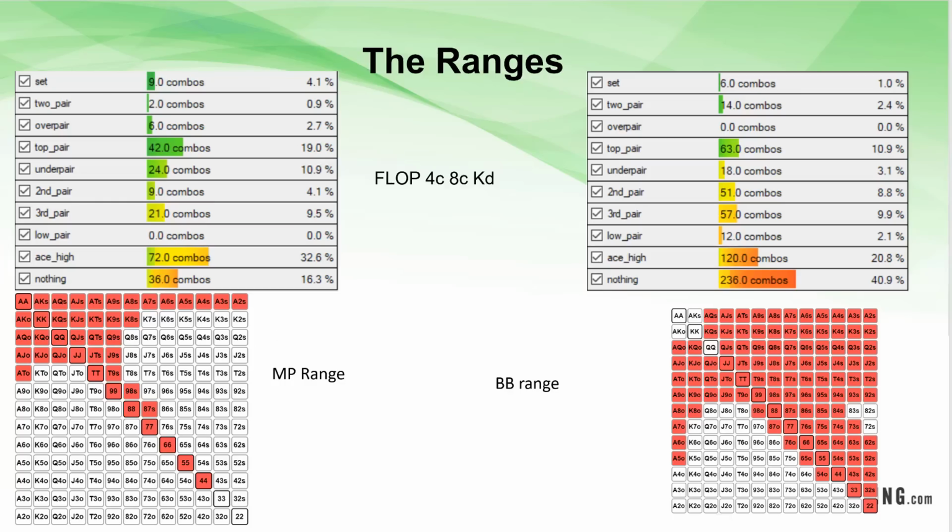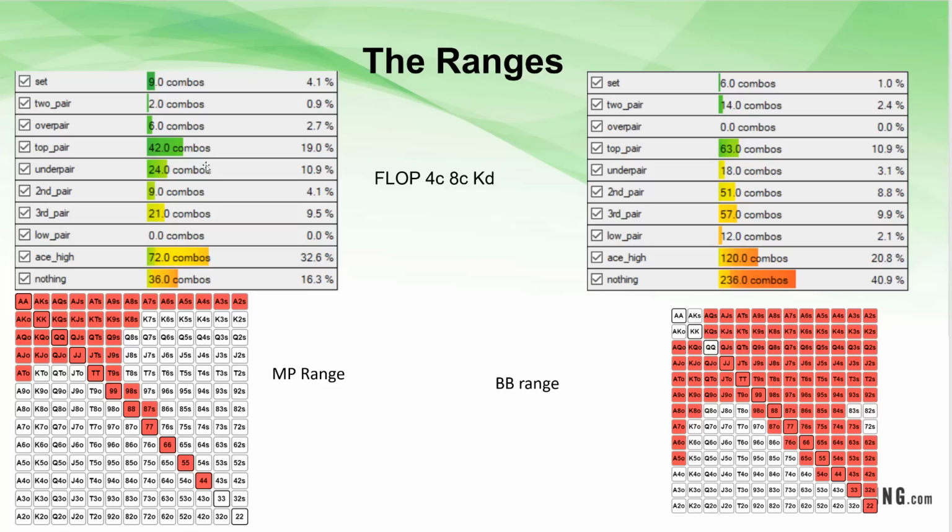So we got the middle position range here, and the key points to take away here were middle position had a big set advantage. Even though he only has 3 more combos of sets, he has 4 times as many sets as the in position player as a proportion of his range. So he has a set 4% of the time versus only 1% out of position. And then he has the over pairs. And the big part was top pair. He has top pair 19% of the time, so almost twice as much as the big blind.